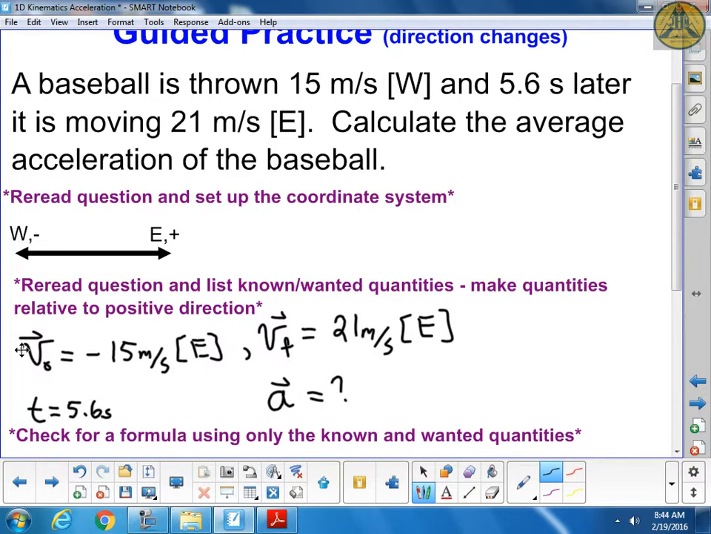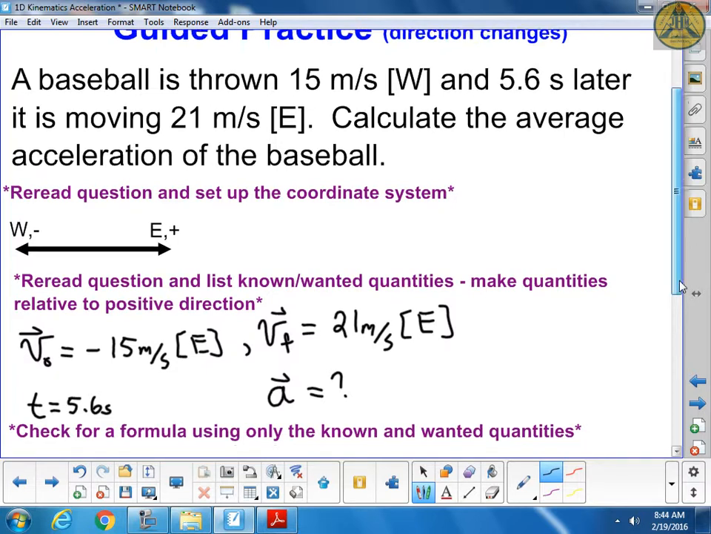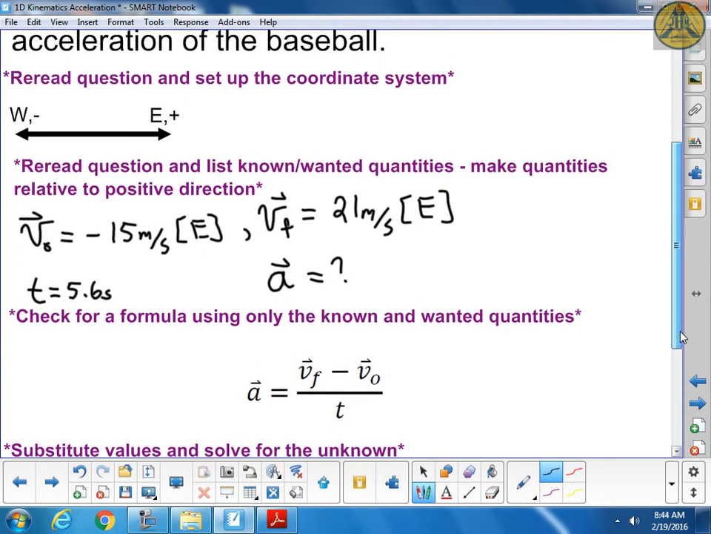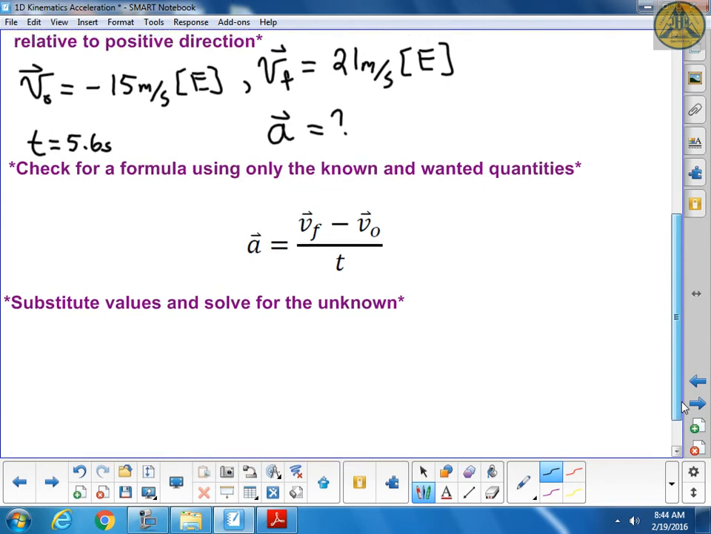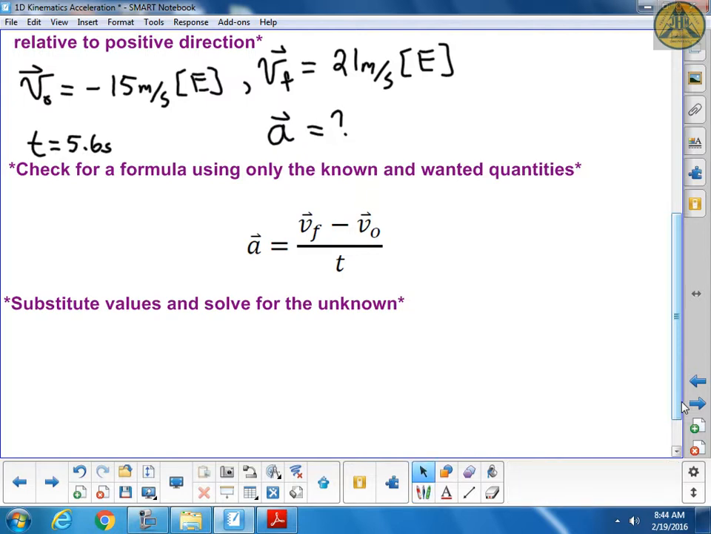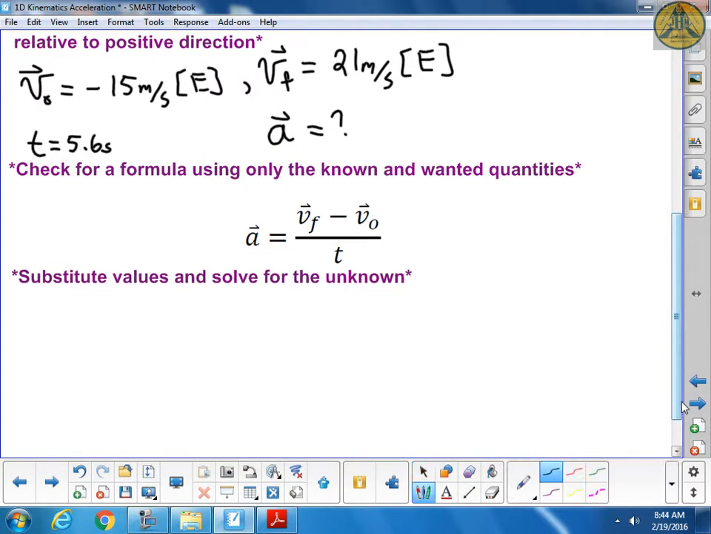So we check for a formula. Oh, we're doing acceleration just like yesterday. So the formula hasn't changed. A little bit of the mathematics has changed, but the formula hasn't changed. A equals change in velocity, final minus initial, divided by time. Put the values in and solve the equation. A equals final velocity, 21, minus initial velocity, negative 15, over 5.6.